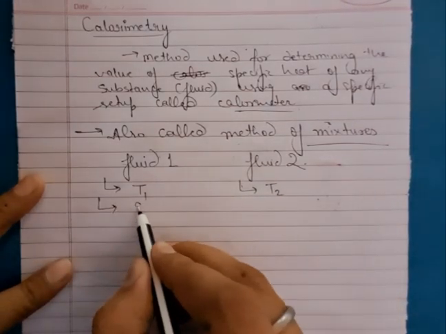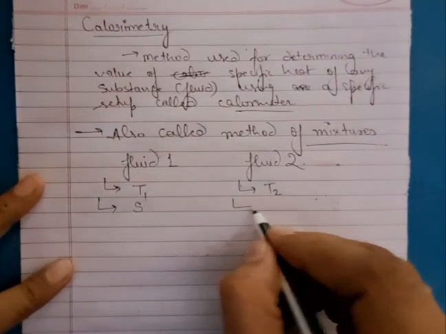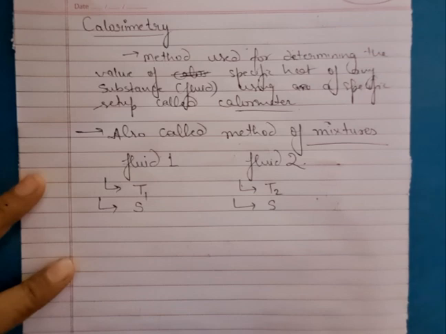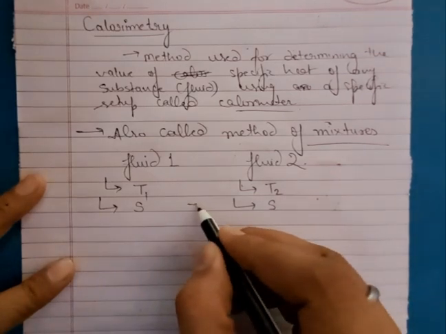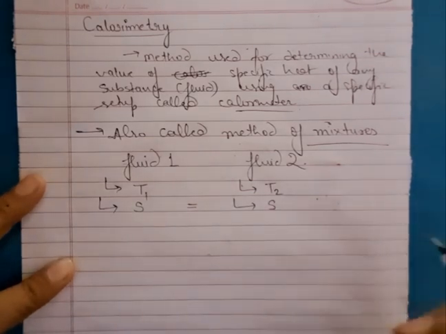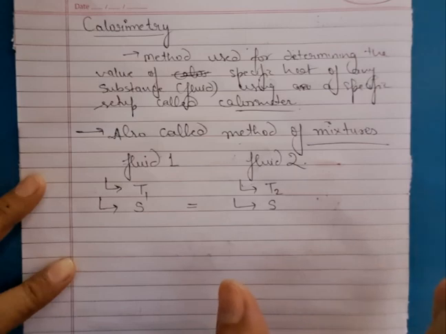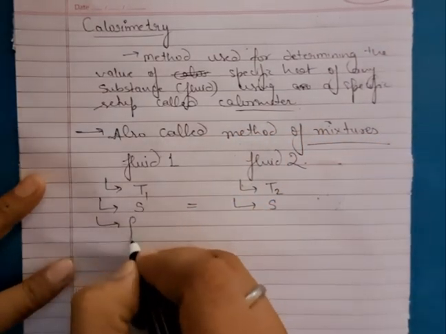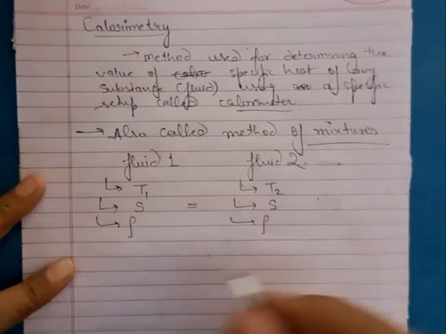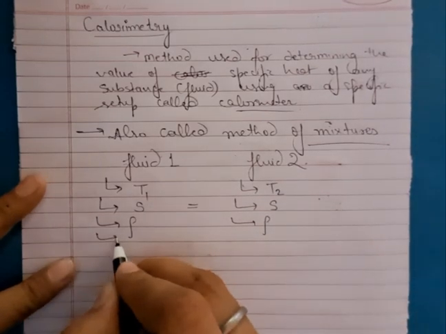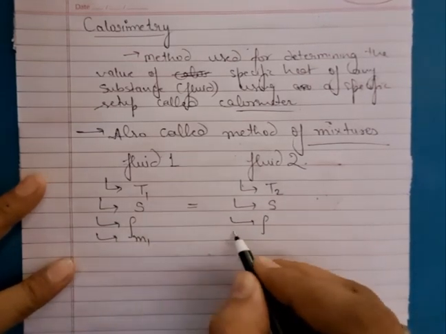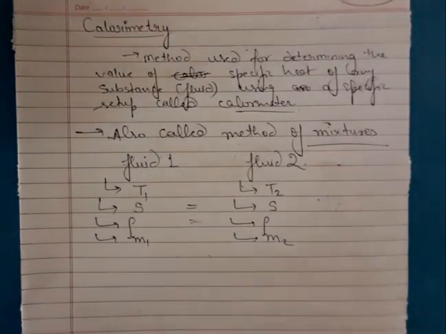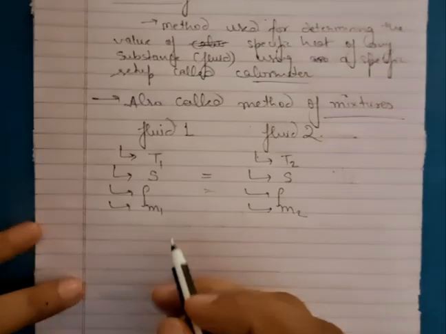This will have specific heat capacity S and this will also have specific heat capacity S. Now why are we taking specific heat capacity to be the same? Because these fluids are of the same substance but at different temperatures. The density would be the same, the mass may be different.